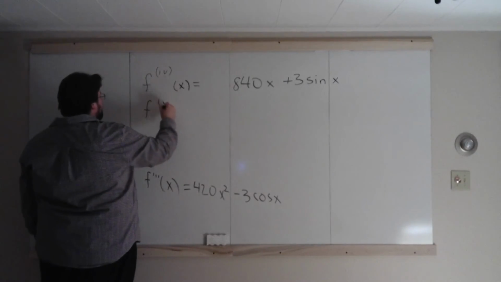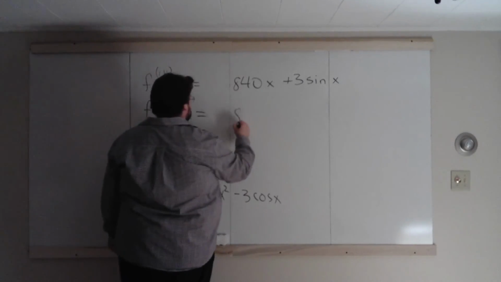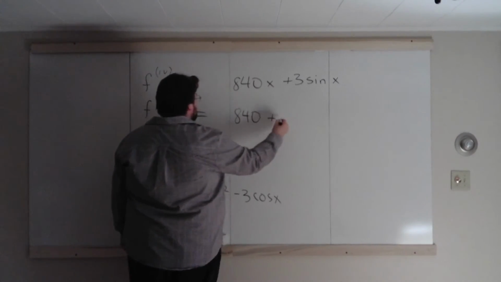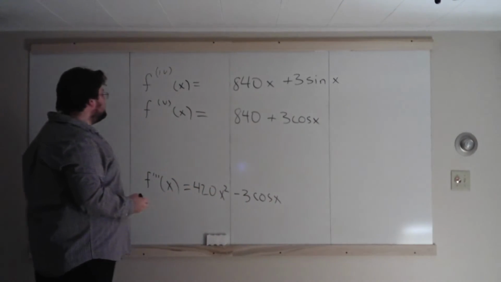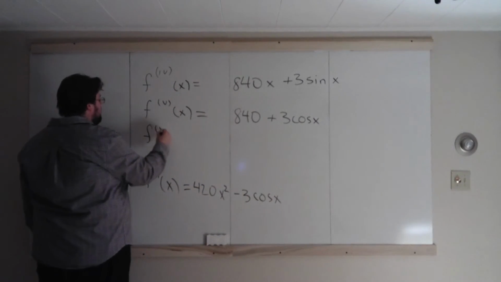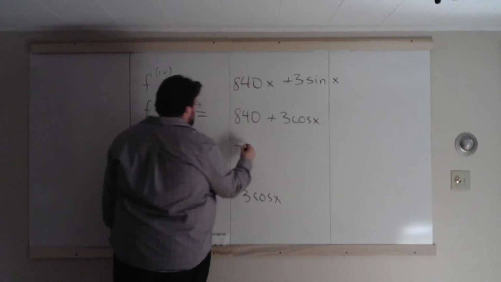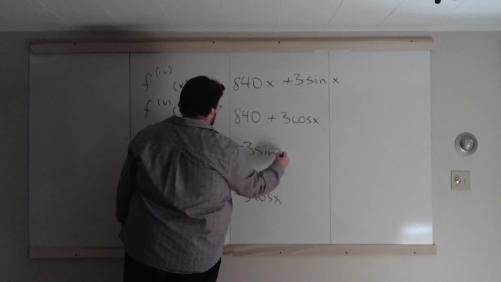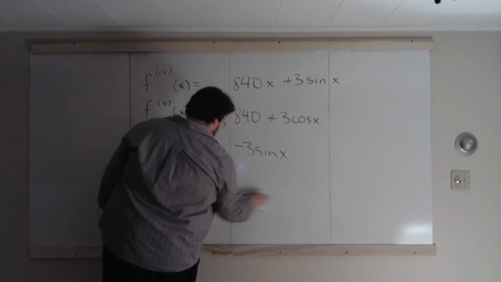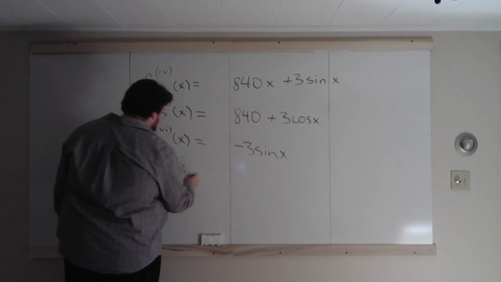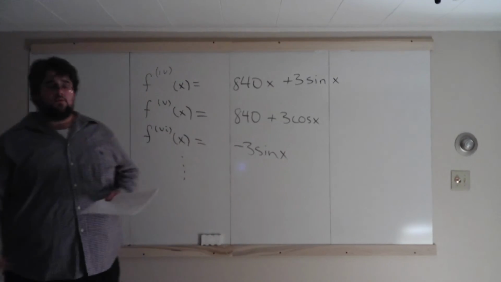Let's do the fifth derivative. Well, the derivative of 840 times x is just 840. Derivative of sine is cosine. Let's find the sixth derivative. Derivative of 840 is 0. Derivative of cosine is negative sine. And so on. So I'll say dot, dot, dot. So you can take derivatives of derivatives.